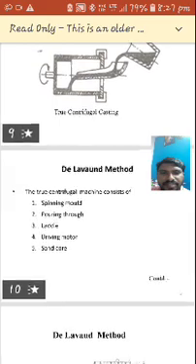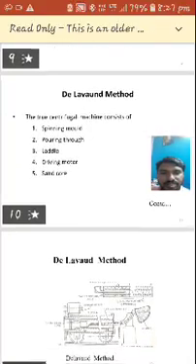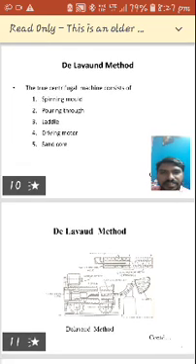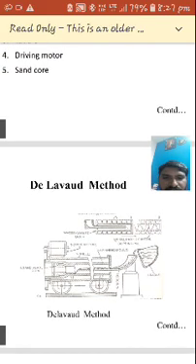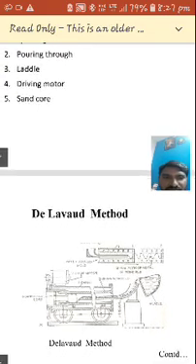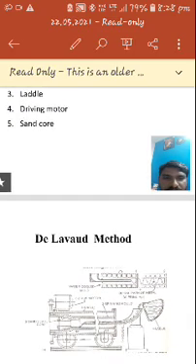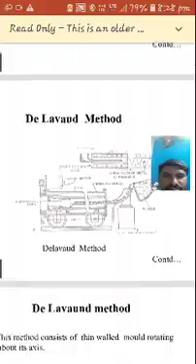The next one is the de Levant method. This true centrifugal machine consists of these parts: the first is the spinning mold, the second is the pouring trough, the third is the ladle, the fourth is the driving motor, and the fifth is the sand core. You can observe these parts in the figure. A small difference: the third one is the ladle, and the fourth is indicated here. Please make that correction.